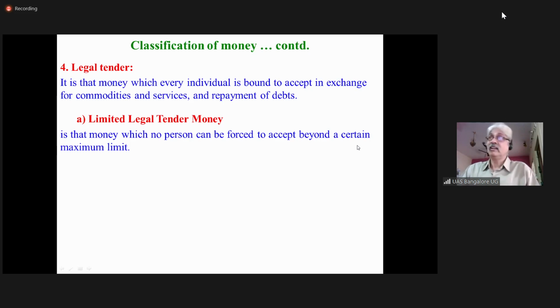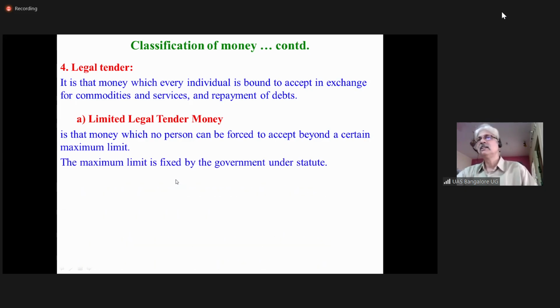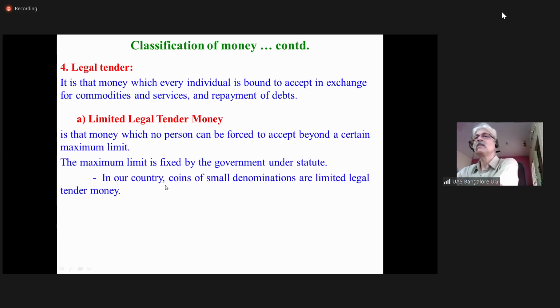But it is legal money. Okay, it is legal money, but limited. It is limited legal tender money. So it is that money which no person can be forced to accept beyond a certain maximum limit. The maximum limit is fixed by the government under statute. In our country, coins of small denominations, 1 rupee, 2 rupees, and so on, are limited legal tender money.